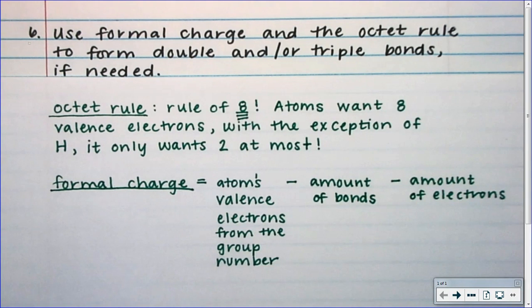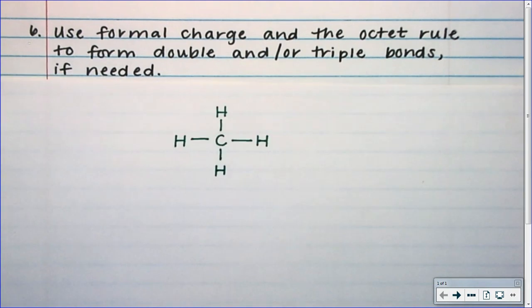So let's go ahead and work through our structure to see how we balance formal charge with the octet rule. Here is our CH4 molecule that we've been working on. Let's go ahead and see if we're done. Carbon is an element that wants to follow the octet rule and wants to have 8 electrons at most. Then we also have the exception, which is hydrogen, and hydrogen only wants 2 valence electrons at most. So let's go ahead and work through that first.